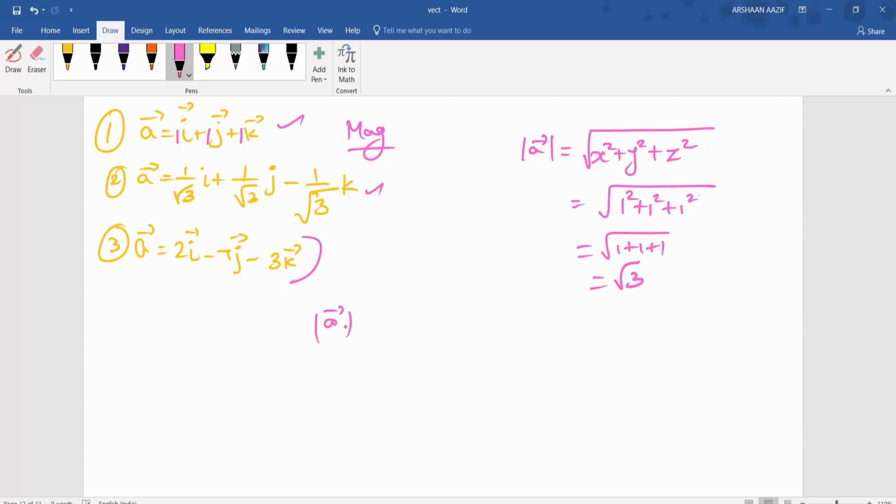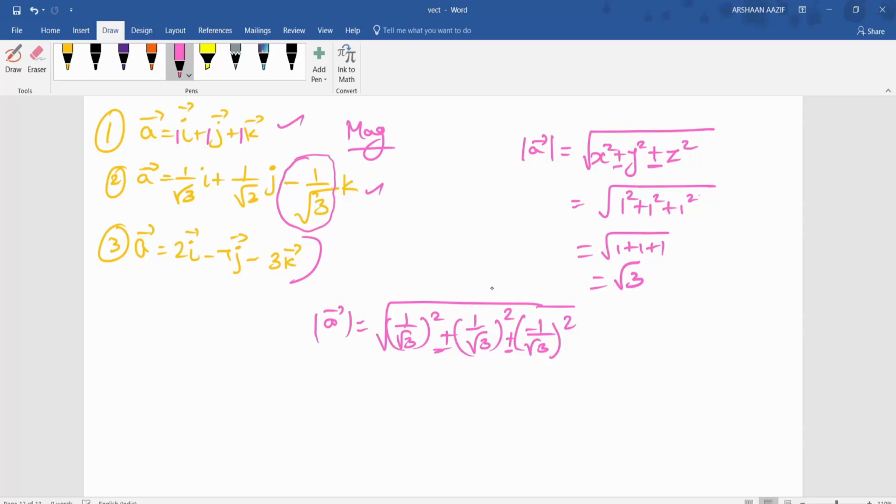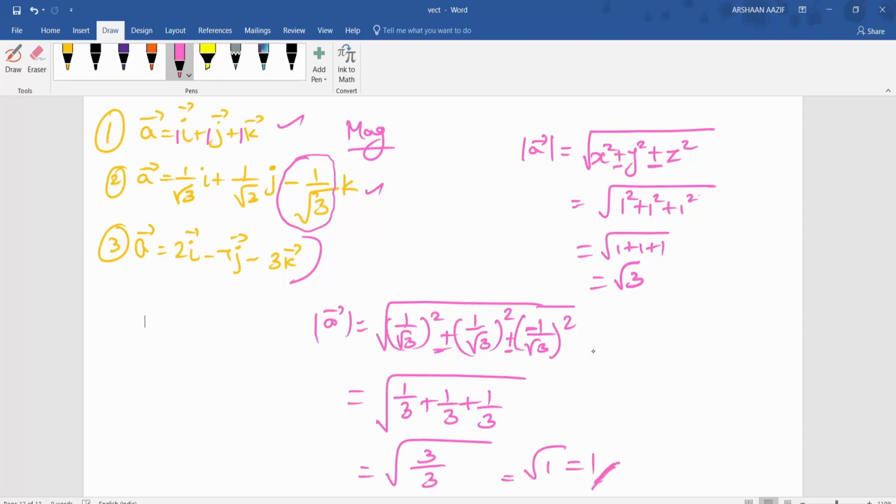For my case 2, it is root of 1 by root 3 the whole square plus 1 by root 3 the whole square plus minus 1 by root 3 the whole square. You should be careful here. My formula is x square plus y square plus z square, so I have added plus in between. My z component is minus 1 by root 3. So I have taken the minus inside, which will eventually become 1 by 3 plus 1 by 3 plus 1 by 3, which is root of 3 by 3, which is root 1, which is equal to 1. So this is the magnitude. So technically, this is a unit vector because the magnitude of this vector is 1.